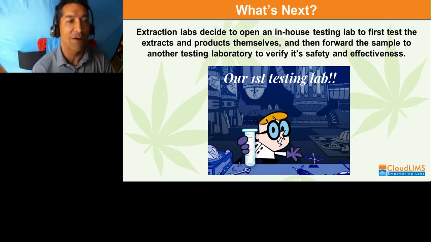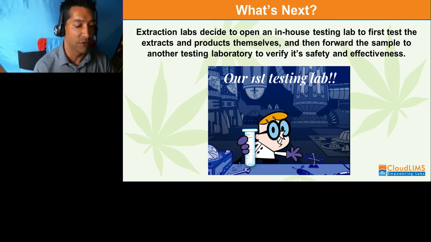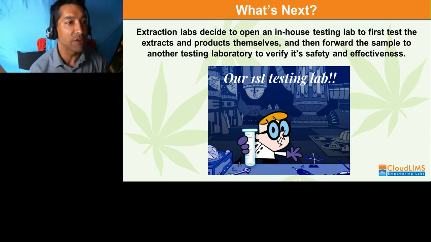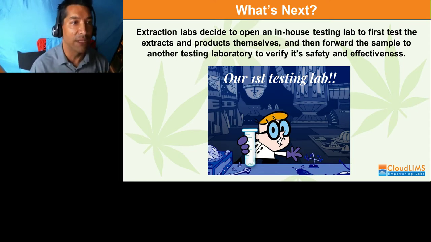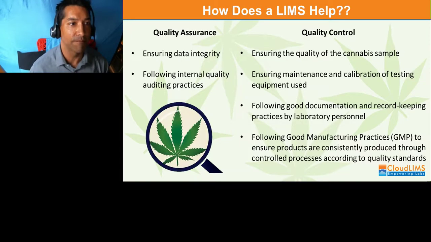So I hope by now I've convinced you that in your cannabis extraction lab, it's very important to have an in-house testing lab, because that's the only way you're going to be able to avoid third-party testing, do your formulation, and follow GMP. So now let's talk about LIMS and how a LIMS will help you with all of that.